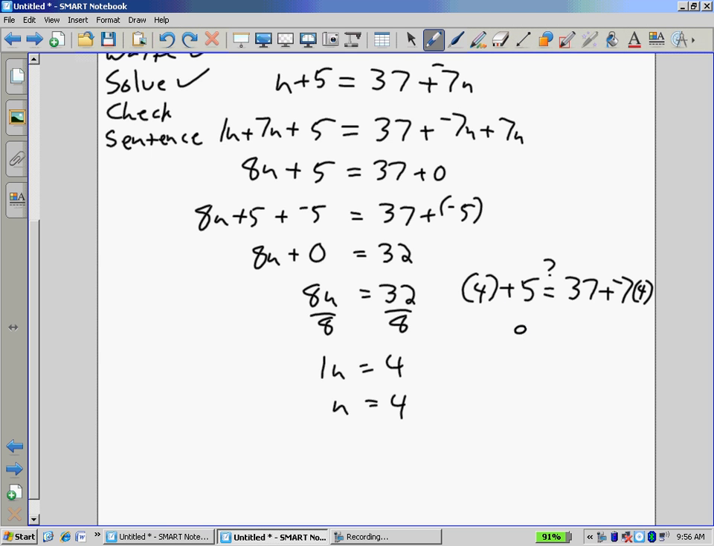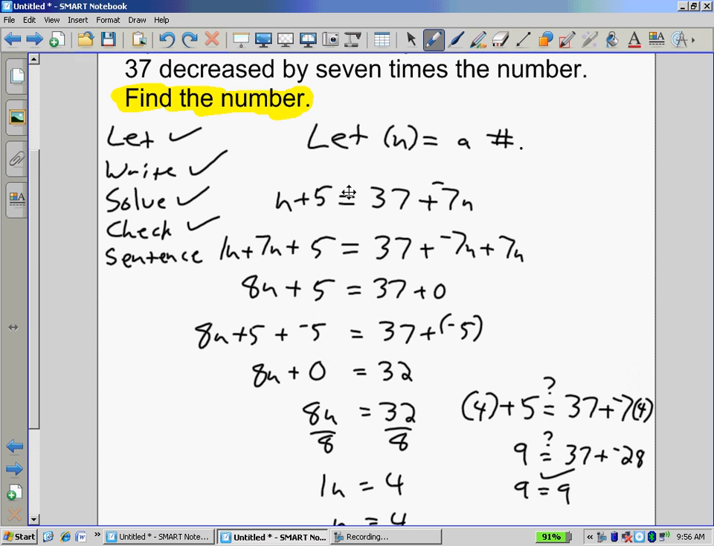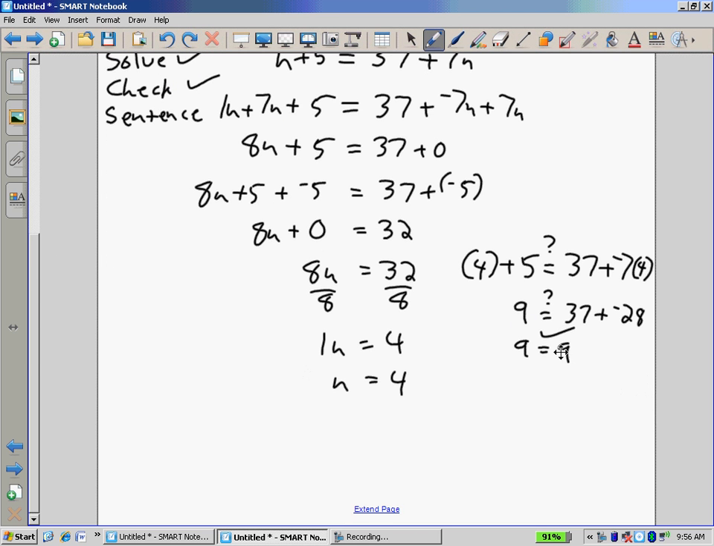4 plus 5 would be 9. 37 plus negative 28. And let's see, 37 plus negative 28, that is indeed 9. So we've checked it. This looks good. The only problem sometimes with a check is that if you had written the equation down incorrectly, then you're checking the wrong equation. But usually that's a good sign.